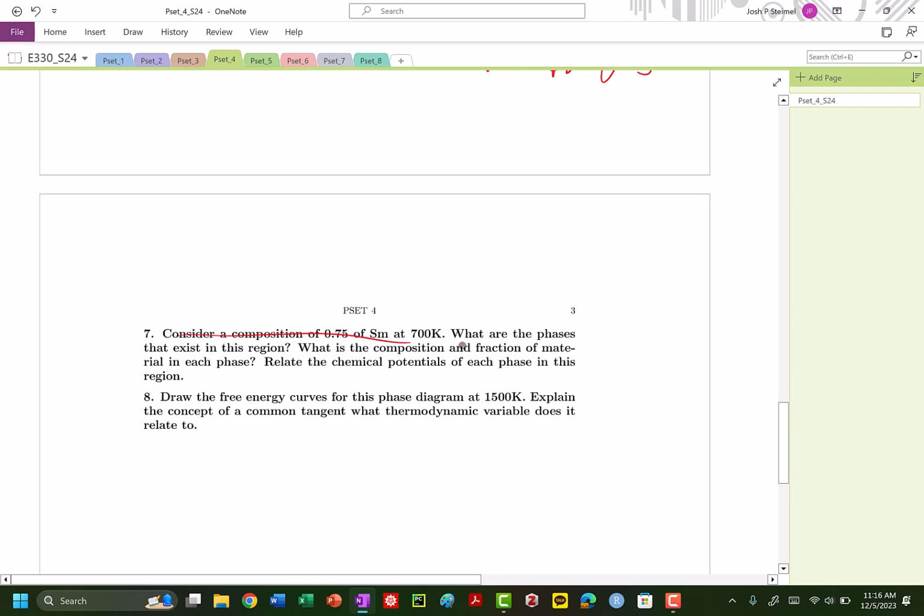Again, the chemical potentials also must be equal, so remember that. So chemical potential in my rhomb must be equal to my chemical potential of AlSm2, etc.